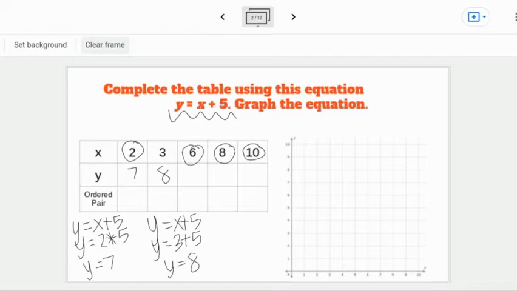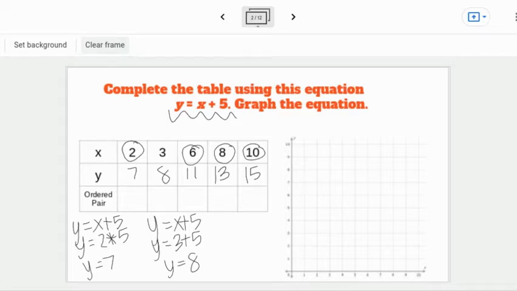Okay, hopefully you have figured that out just really quickly. When we plug it in for 6, you should have got an 11. When you plug in an 8, you get a 13. And when you plugged in a 10, you should have got a 15. So that was what we did yesterday. Now, today we're going to take it to the next step.